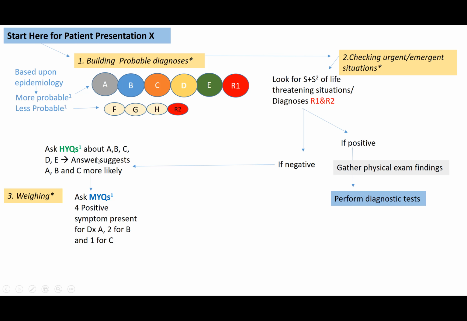You will ask high yield questions about the more common diagnoses, and let's say the answer suggests that A, B, and C are likely because you have one positive finding that is common to all these 3 diagnoses. Now you will start asking focused follow-up or medium yield questions about A, B, and C individually. And let's say at the end of that questioning session, you have 4 positive symptoms for diagnosis A, 2 for B, and 1 for C. You decide that, okay, maybe diagnosis A is more likely. So at this point, that is your working diagnosis.